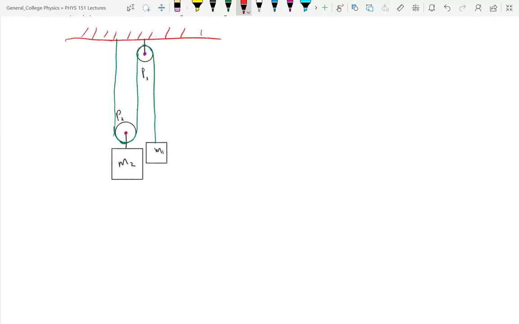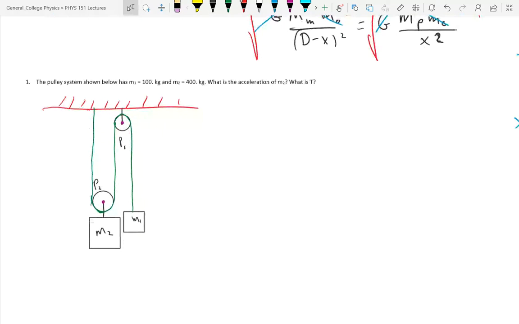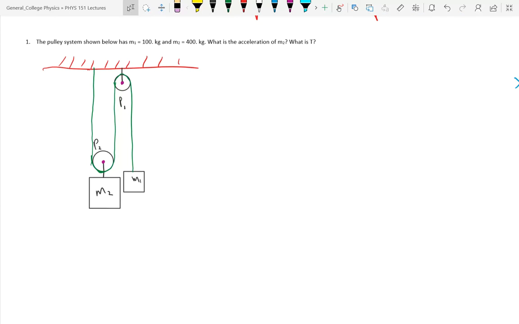All right, let's do a second problem. The pulley system shown below has mass 1 is 100 kilograms and mass 2 is equal to 400 kilograms. Notice I put periods after the 100 and after the 400 so you know those have 3 significant digits in them. What is the acceleration of mass 2 and what is the tension?